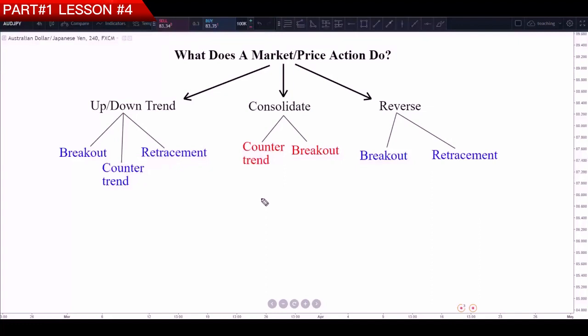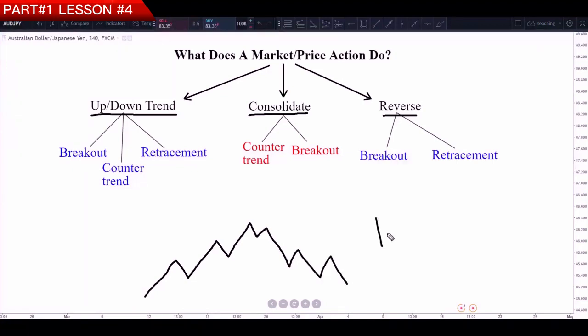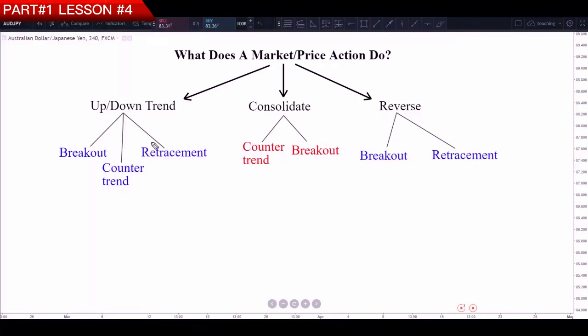So what does the market, what does price action do? Well, it either trends up or down, consolidates, or is in a position to reverse. These are all things we're going to go over in today's video briefly, and then again, we'll be taking a look at these in more detail later on. But this is what the market can do. It can either trend, meaning making higher highs and higher lows, or vice versa, lower lows and lower highs. It can consolidate and just move sideways, or it can be in a position that gives us an opportunity to trade a reversal.